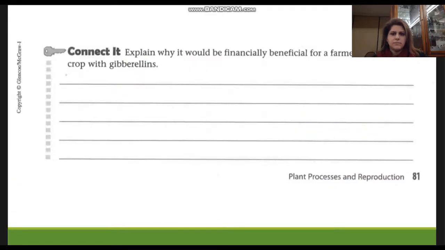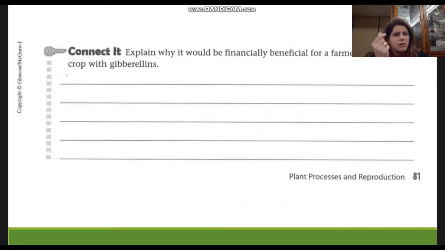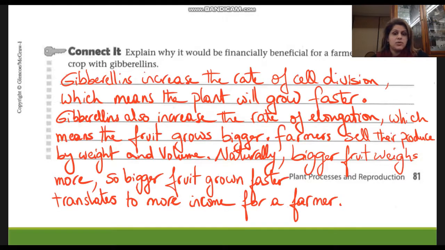Last question. Explain why it would be financially beneficial for a farmer to treat a fruit crop with gibberellin. In other words, why do you think farmers use mostly gibberellin to gain more money? Why? How is it beneficial to them? Well, your answer might be totally right, and I've seen many answers, and they're lovely. Your analysis is great, very good. Good work. I've put my answer. It can be close to yours.